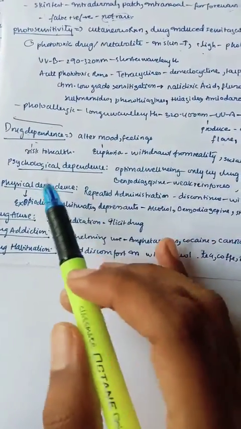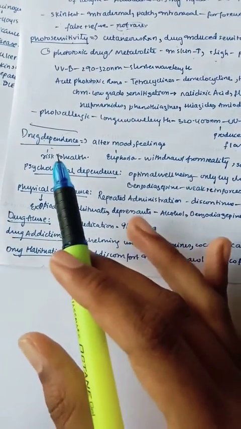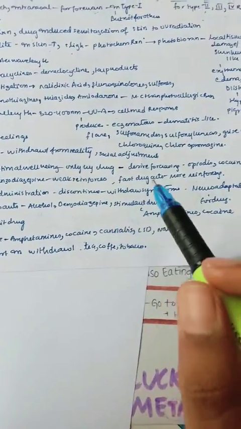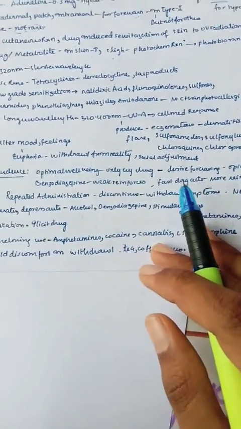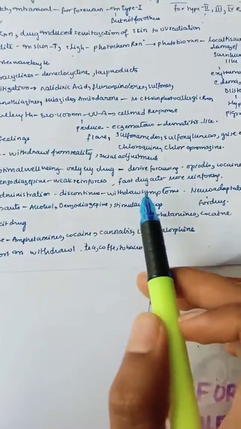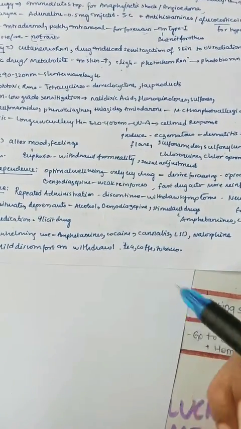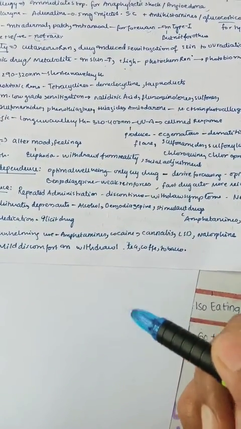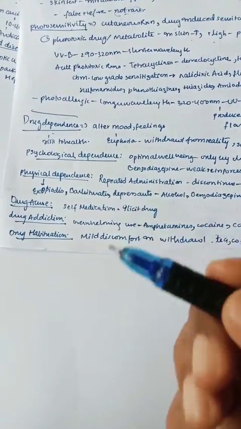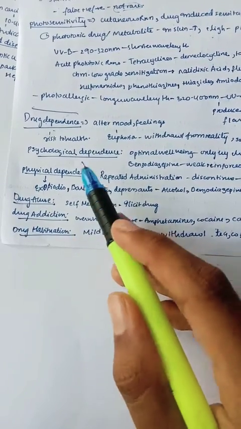And next, what is psychological dependence? This is also the same as drug dependence: they are psychologically fixed to the drug, so that only by using this drug their desire is satisfied, like opioids, cocaine and benzodiazepines, the weak reinforcers. Fast drugs act more reinforcing. Fast drug means a drug which acts fast, so it has more chance of addiction. We need to use it again and again so that they get a euphoria-like feeling in the case of psychological dependence.